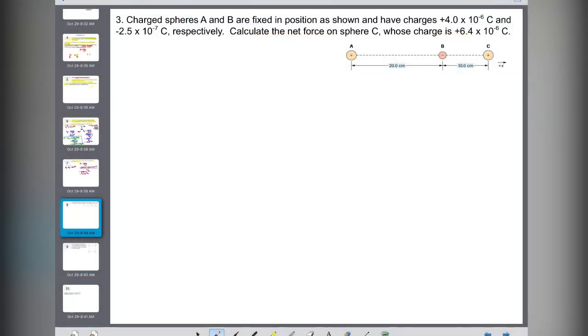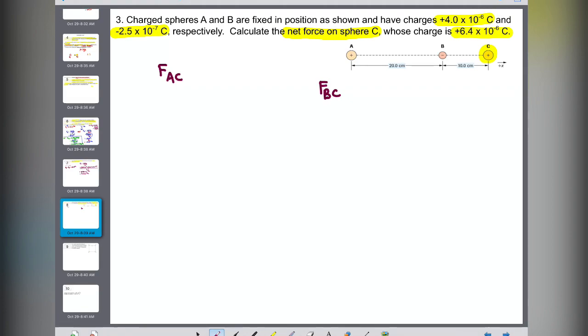Question 3. Okay, charged spheres A and B are fixed in positions as shown, and they have charges of 4 times 10 to the negative 6, which is positive, and negative 2.5 times 10 to the negative 7 for A and B. Calculate the net force on C, whose charge is 6.4 times 10 to the negative 6. So we're focusing on the force that is acting on C. What that means is I need to work out the force between A and C and the force between B and C, and what directions.